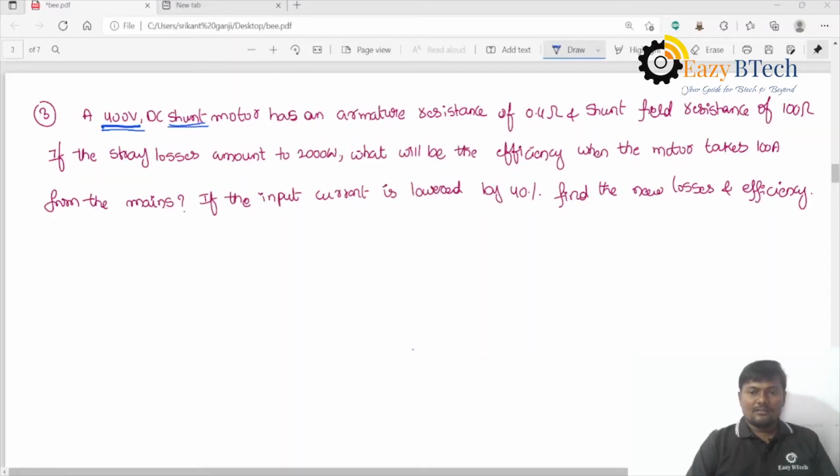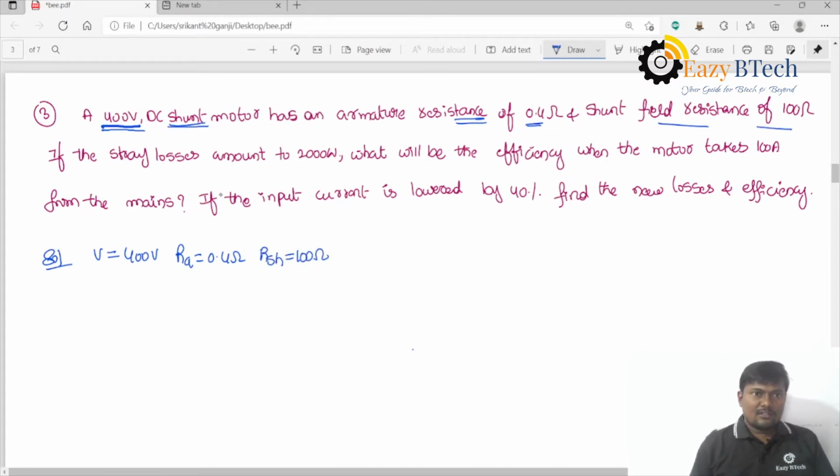In this lecture, we'll discuss some of the problems on efficiency. A 400 volts DC shunt motor has an armature resistance of 0.4 ohms. So the supply voltage is 400 volts, the armature resistance is 0.4 ohms, and the shunt field resistance is 100 ohms. Stray losses amount to... so what is meant by stray losses?